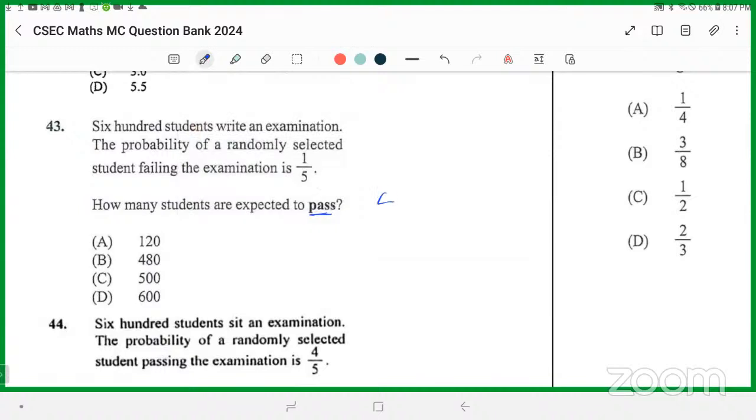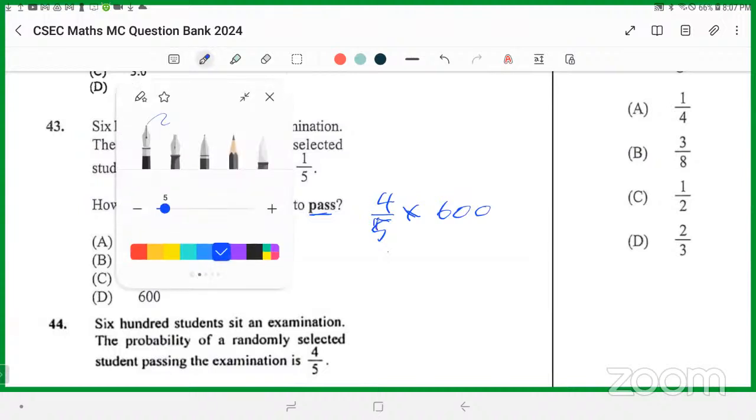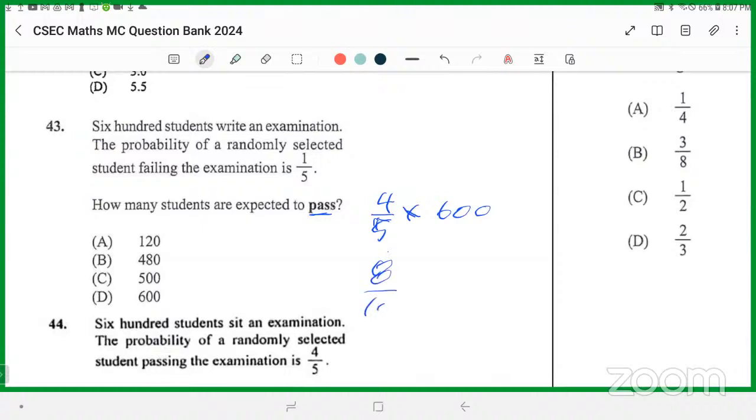Right. So it's 4/5 times 600 students. Why did I see it's 200? All right. That's what you want. What does that work out to? That's 8/10 times 600. Same thing. So it's 480. So work it out. Easier.